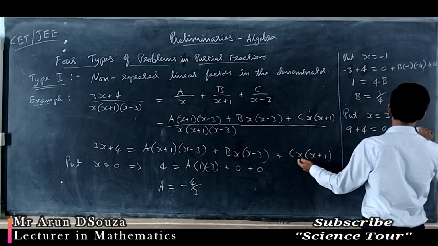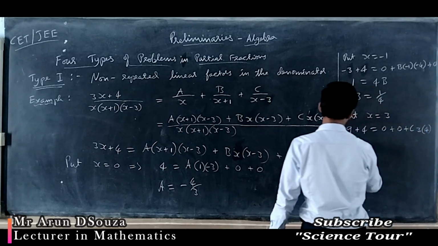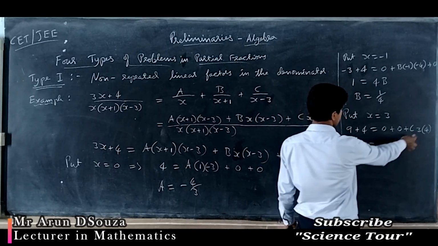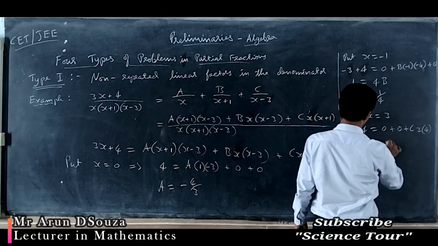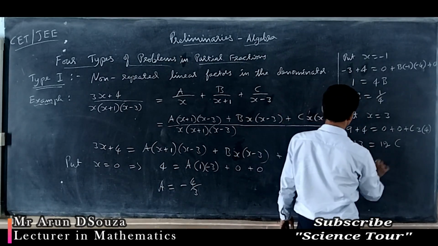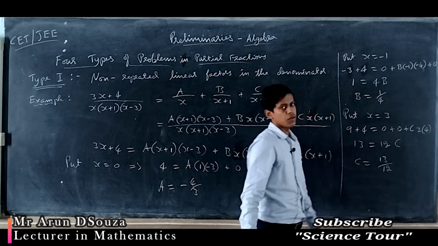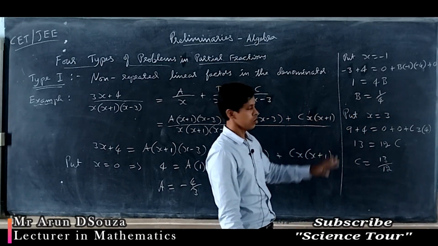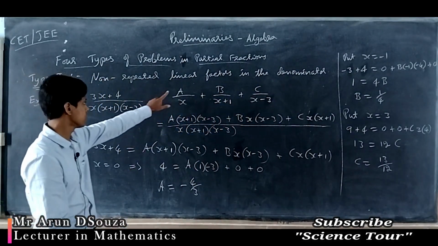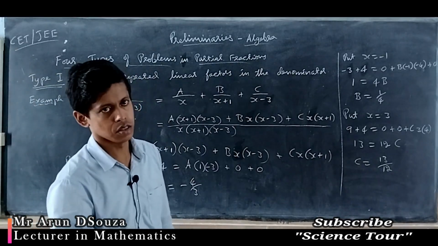So c into x is 3, and then 3 plus 1 is 4, right? So 9 plus 4 is 13. And then this is 12c. 3 4s are 12. Well, so c is 13 by 12. That will be divided. Well, now you have got the values of a, b and c. Finally you substitute here. That's your partial fractions.